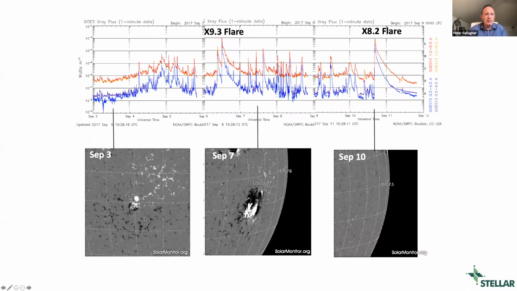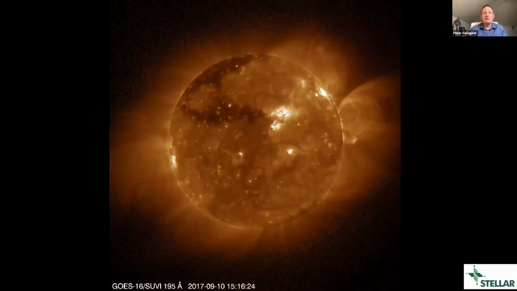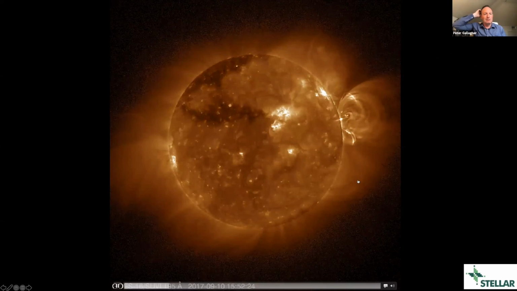This is another 2017 event, should I say, where a large sunspot group grew over a number of days from September 3rd to the 7th to the 10th, I'm showing here. And here's the X-rays jumping up, and then there's an X9.3 flare and an X8.2 flare. But it was the active region that produced this spectacular event that I showed earlier on.